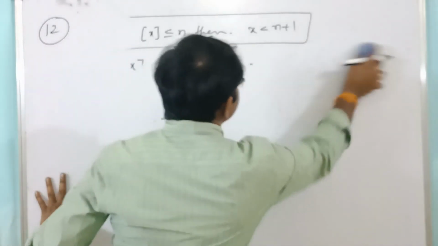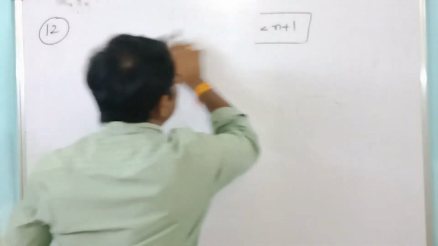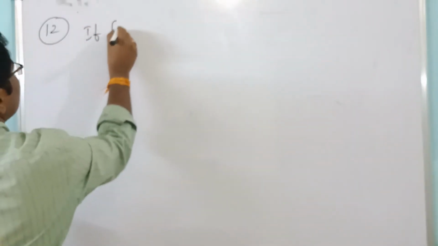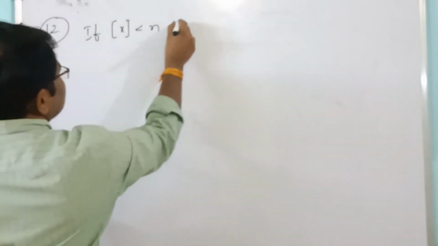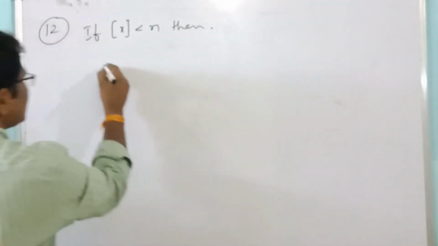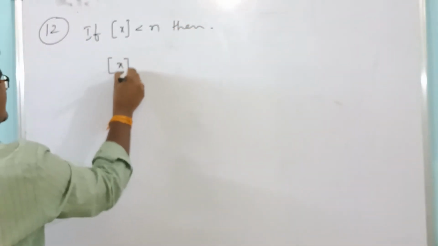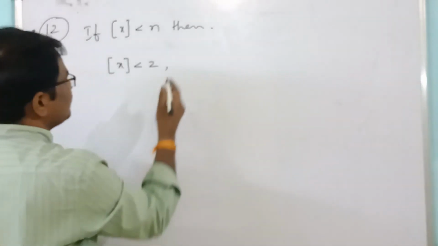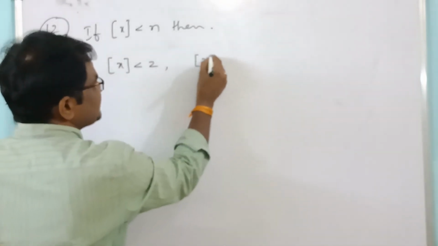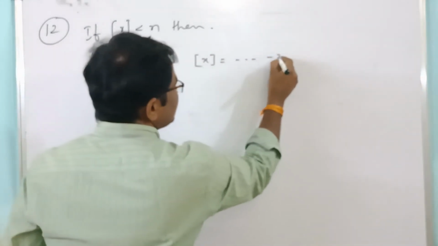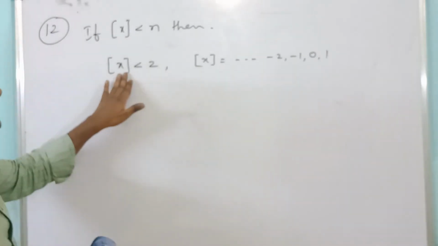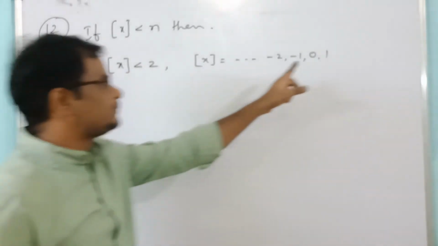That is, x is less than n. If [x] is less than n, then what about x? Here also, take [x] less than 2. If [x] is less than 2, what are the possible values of [x] here? ..., -2, -1, 0 and 1 only, right? Because this is an integer less than 2, so up to 1.